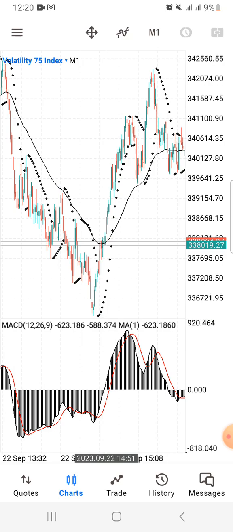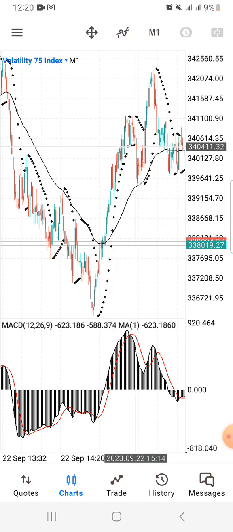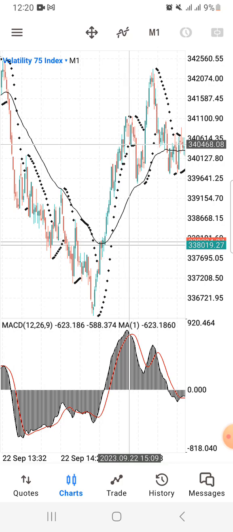When MACD was above the zero line, price was also above the EMA, the 50 exponential moving average, and parabolic SAR was below the price. So when you buy here, you would have been in profit, and you would have closed when the parabolic SAR changed direction. That's where you would have closed.